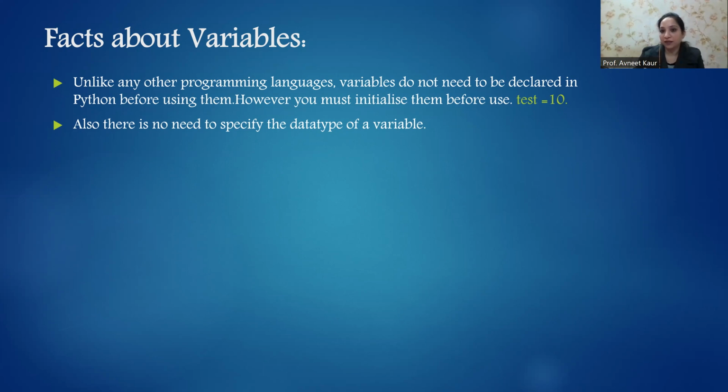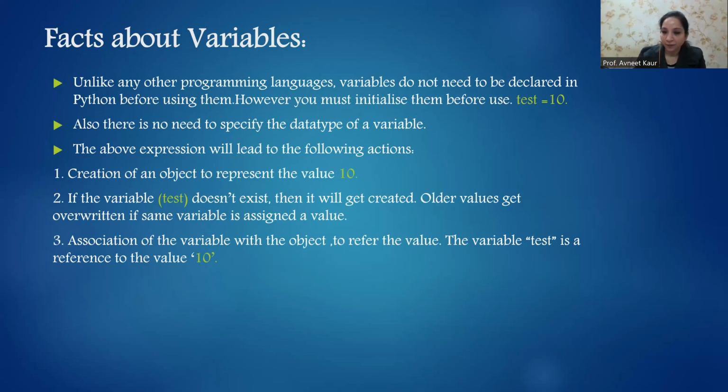We can just write an initialization statement like test is equal to 10. There is no need to specify the data type of the variable either. Python gives a simpler version. When you write the statement test is equal to 10, the following actions take place: an object is created with the name test and the value 10 is stored into it. If this variable did not exist earlier, as the Python interpreter comes across the statement test is equal to 10, it automatically creates it and allocates the value 10 to it.